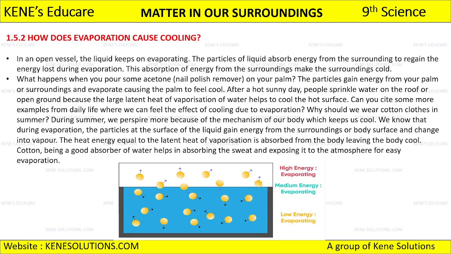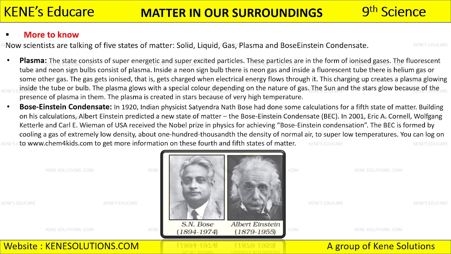So after this, now we are left with how evaporation causes cooling. I'm not going to continue this part today. Today we discussed what evaporation is and the factors affecting evaporation in detail, right? So in the next part I will start with how exactly evaporation causes cooling in detail. Then we have to discuss two more states of matter, plasma and Bose-Einstein condensate. Now we have already studied solid, liquid and gas, right? So we are just left with two more states of matter, that is plasma and Bose-Einstein condensate.